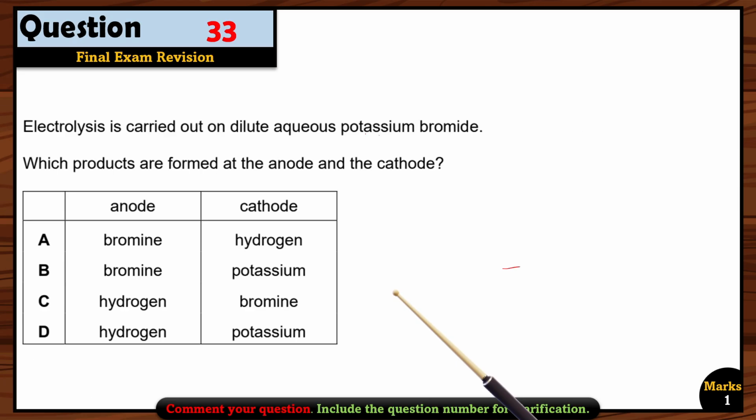Okay, let's see this question. Electrolysis is carried out in a dilute aqueous potassium bromide. Okay, so now we have a solution, and we know that it is a solution because they use the word aqueous here.